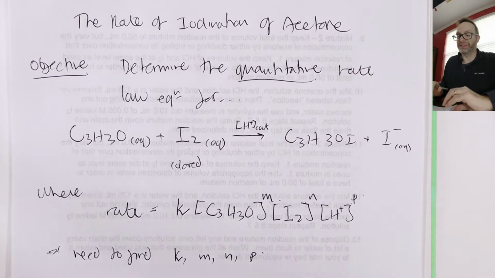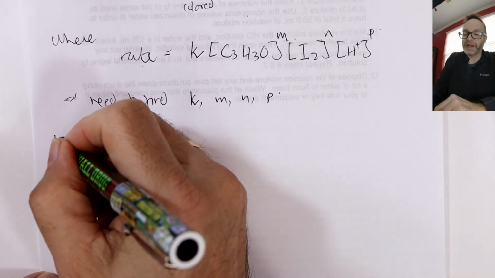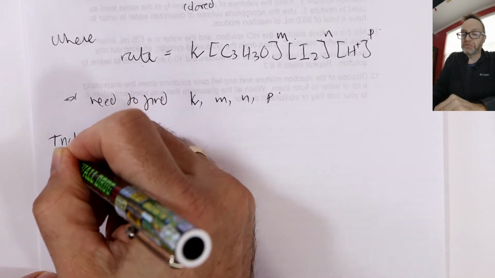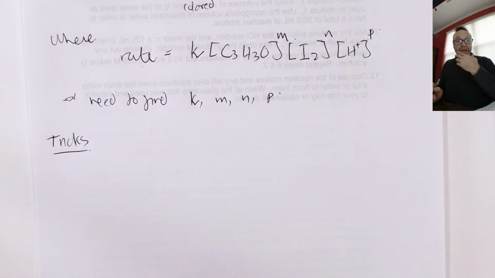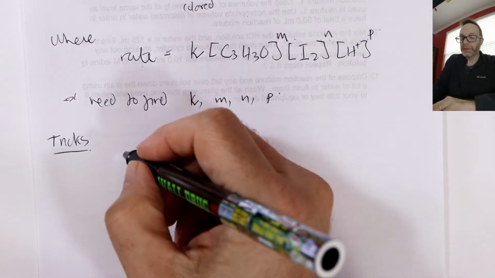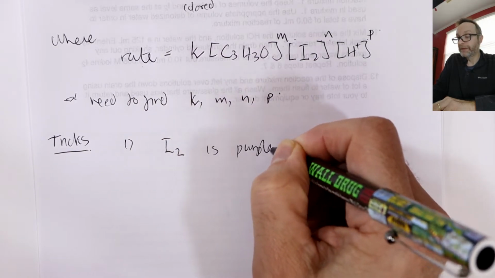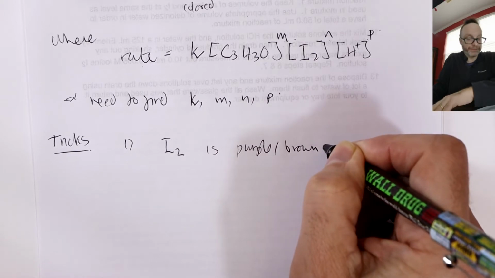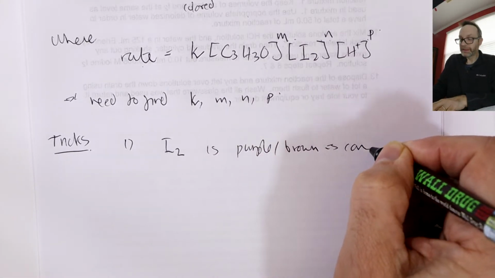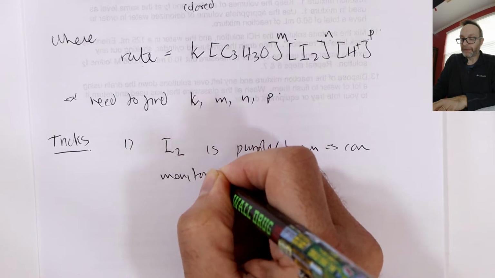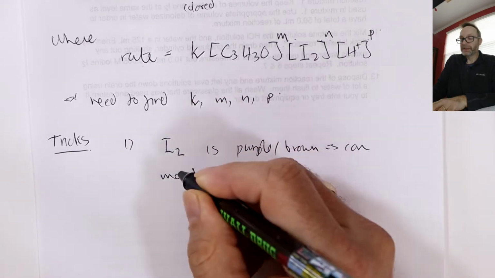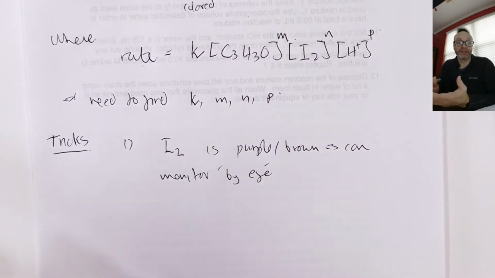Now, as I mentioned, this is a classic experiment because it has a variety of really cool tricks we can use, which actually helps us out. So number one, I2, as we mentioned, is purple-brown, so we can monitor it by eye. If you know how much iodine you have to start with in moles per liter, at the end there's no color, because it's a reactant that disappears. So, 2 moles per liter disappears over 1 minute.